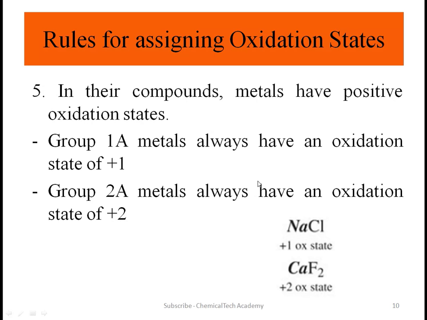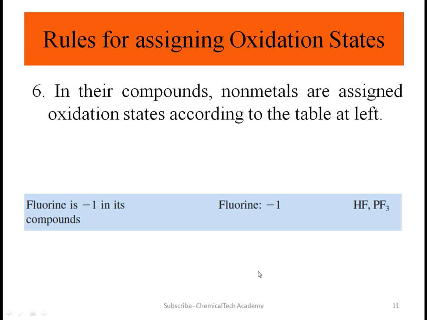Number 5: in their compounds, metals have positive oxidation states. For group 1A and group 2A, it's very straightforward. Group 1A metals always have an oxidation state of +1, and group 2A metals always have an oxidation state of +2. As you see here, in NaCl, Na belongs to group 1A, so its oxidation state is +1. In CaF2, calcium belongs to group 2A, so its oxidation state is +2.